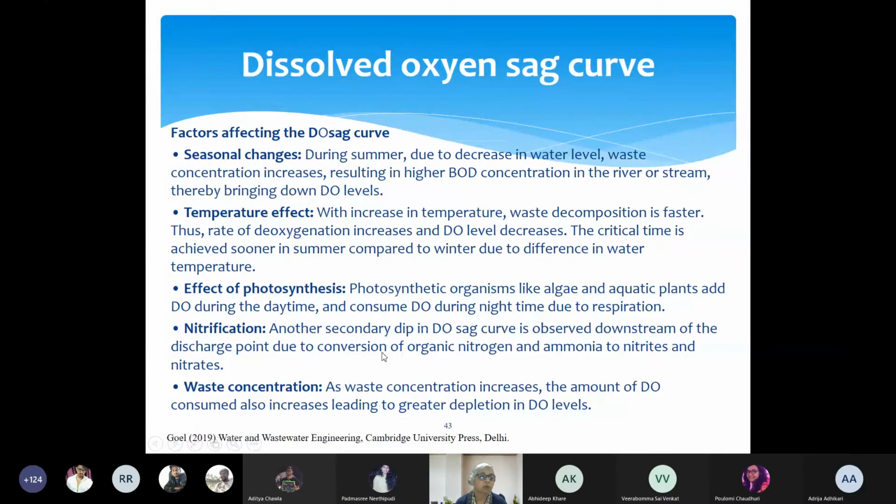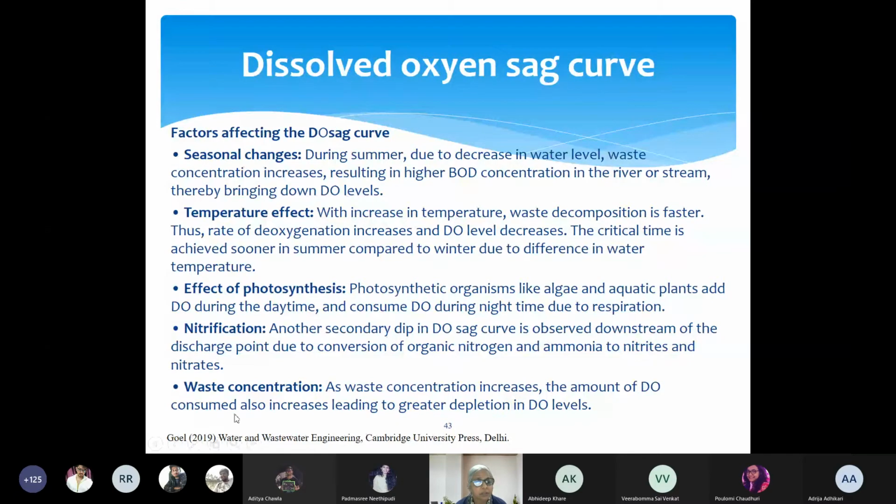Then we come to nitrification. I've already mentioned to you that we have carbonaceous BOD and nitrogenous BOD. Now, this nitrogenous BOD is associated with the nitrification process. So here we have organic nitrogen and ammonia being converted to nitrite and nitrate. So it is possible that because of this nitrification process, you may see a secondary dip in the DO-sag curve downstream from the initial critical point. It's never going to be as bad as the carbonaceous BOD. Remember, nitrogenous BOD is much slower in the sense that the KD value associated with nitrification is going to be much, much less compared to carbonaceous BOD.